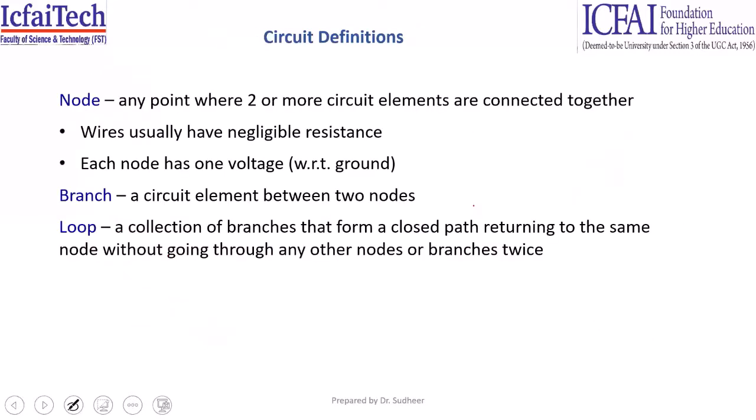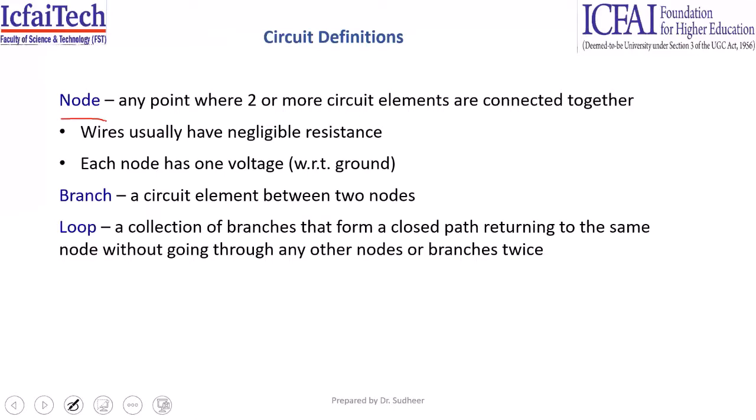Before going to KCL and KVL, we have to analyze the circuit definitions. An electrical circuit is an interconnection of circuit elements. There should be at least one active element, which will be responsible for the flow of current. Whenever more than two circuit elements are joined at a junction, that particular junction is called a node.